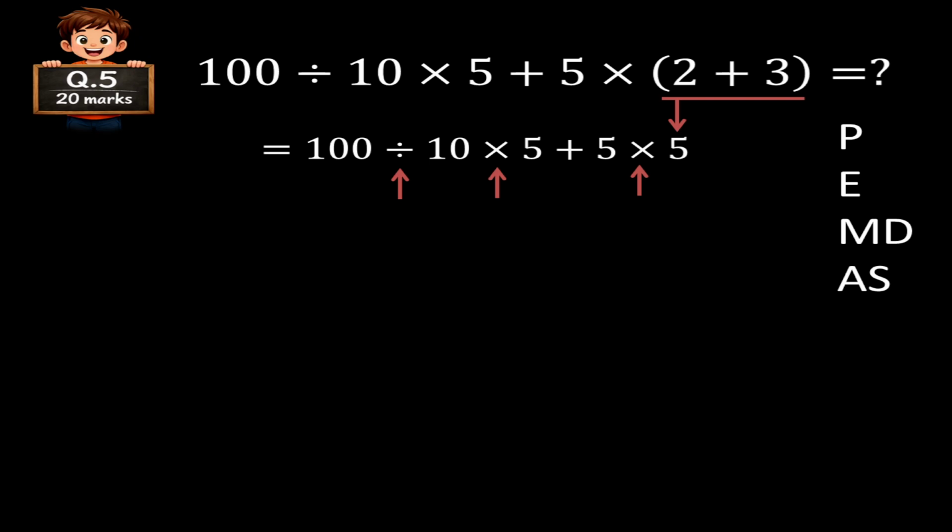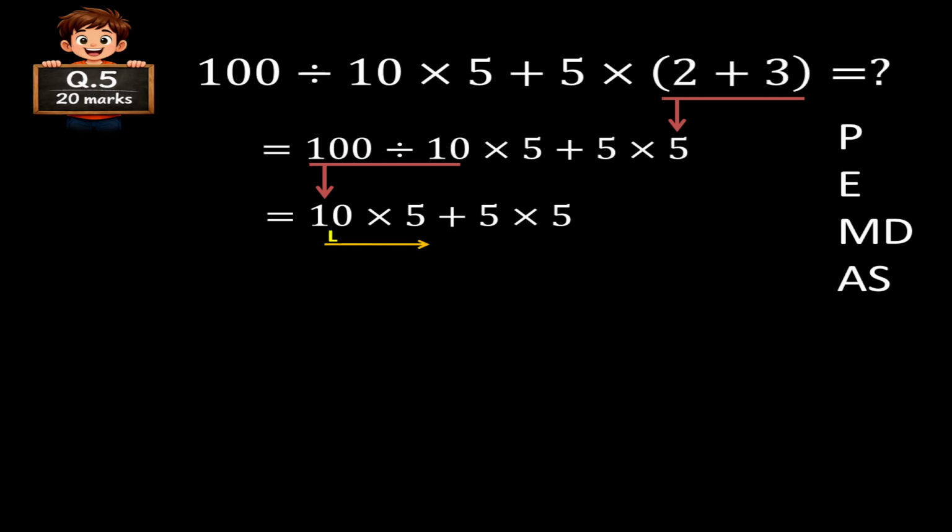Division and multiplication both have equal priority, so we have to solve from left to right. So first we have to solve this division, 100 divided by 10. So 100 divided by 10 is equal to 10. So the expression becomes 10 multiply 5 plus 5 multiply 5. Okay. Now again move from left to right. So 10 multiply 5 is equal to 50. So now the new expression is 50 plus 5 multiply 5.